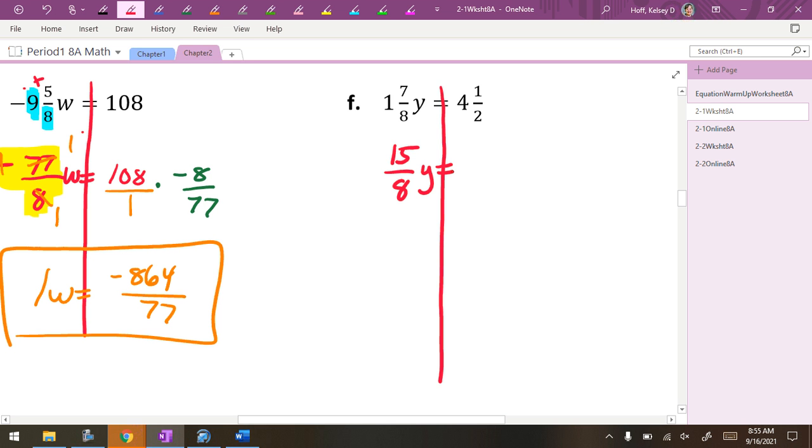You don't need your 1 because you just multiplied that. 4 times 2, 8 plus 1, 9 over 2. We changed 1 7/8 to be 15 over 8, so you don't need that 1 anymore. Otherwise, you have a different number.